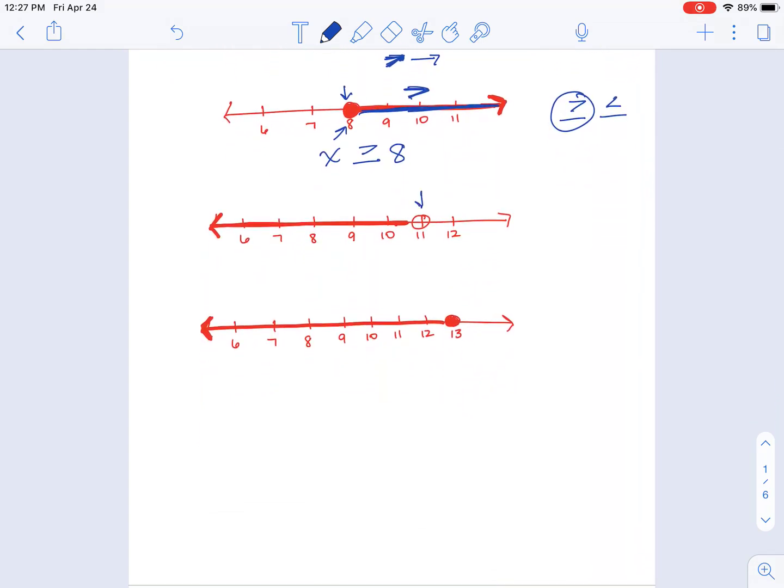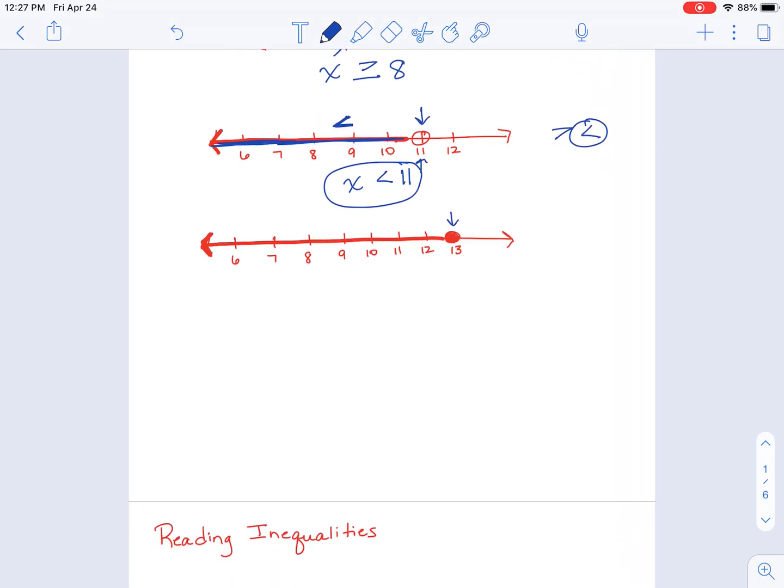Okay, here I have an open circle. So since I have an open circle, I know it's either going to be greater than or just less than. So I'm going to do my variable X. Since it's shading this way, and it's pointing that way, I know I need this symbol. And then it starts at the number 11, so that would be my inequality.